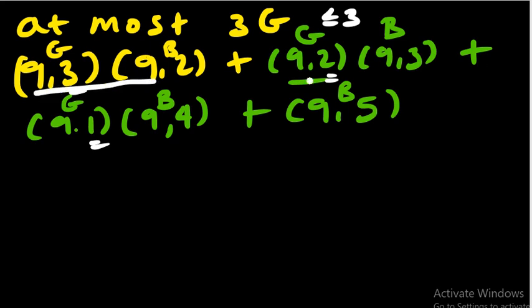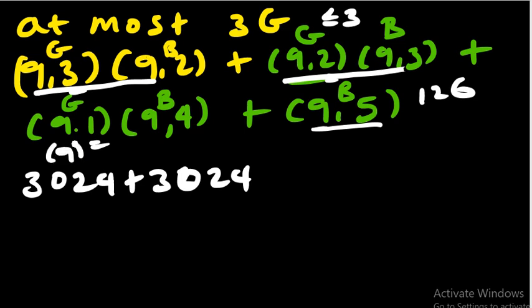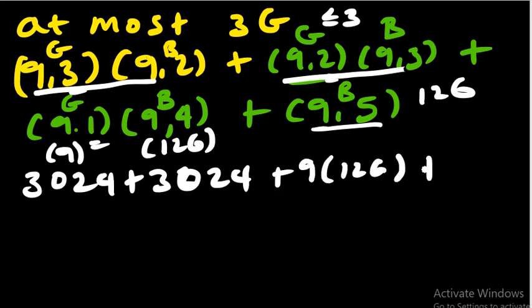This part and this part we already did before. That is 3024. 3024 plus 3024, both of them are done. And the last part, this one we did already, 126. But 9 combination 1 is 9, and 9 combination 4 is 126 again. These are the same. So when you multiply and add, this is plus 9 times 126 plus 126.